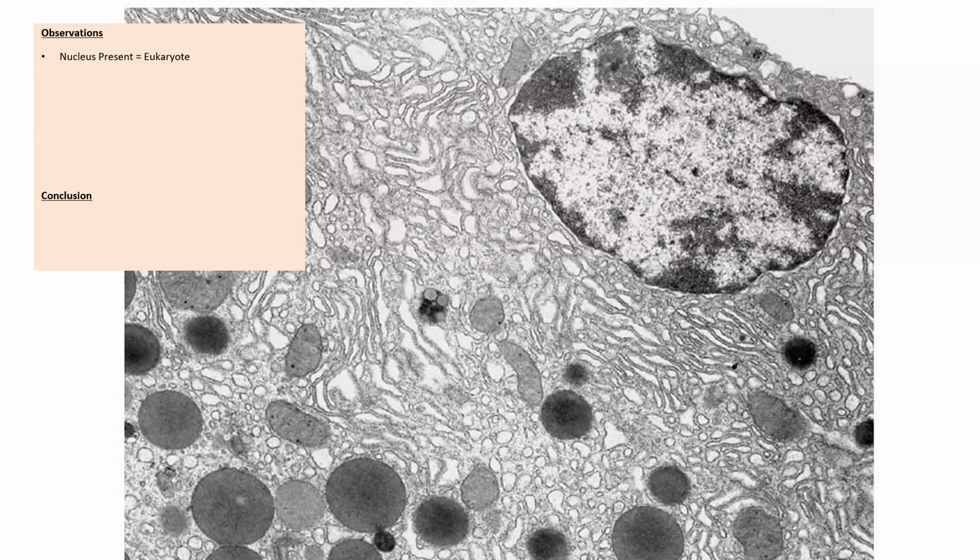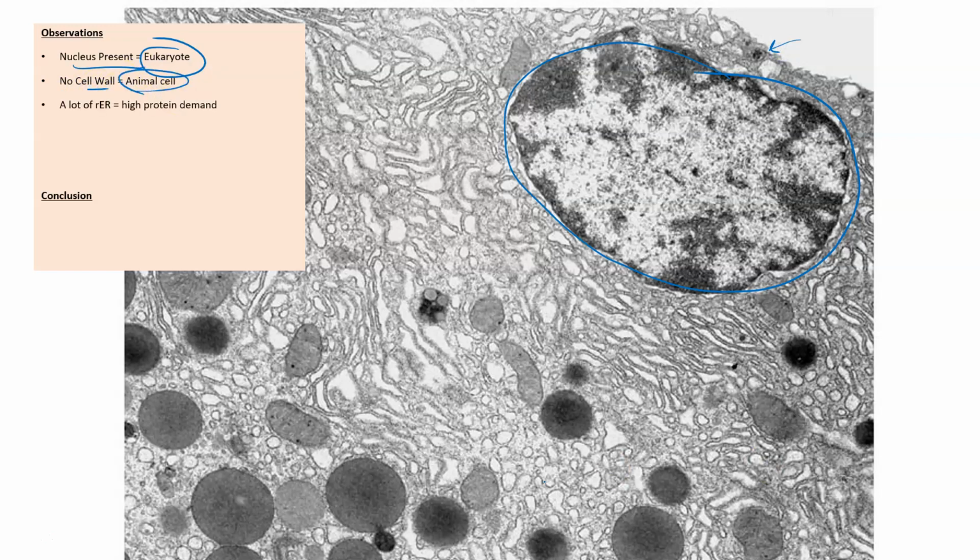So what are some of the observations? When you look at this, there is a nucleus present. Okay, we can obviously see the nucleus, and so that right away tells you that it is in fact a eukaryote. So it is not a prokaryote, it is a eukaryote. There is no cell wall on the outside. In fact, there's just a cell membrane. So no cell wall tells you that it is an animal cell.